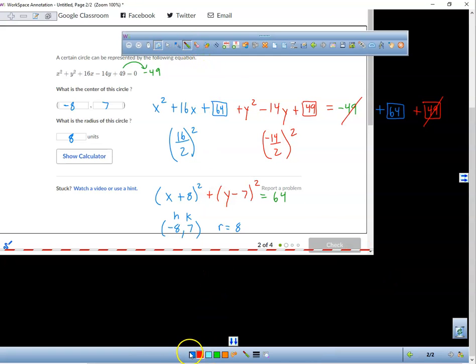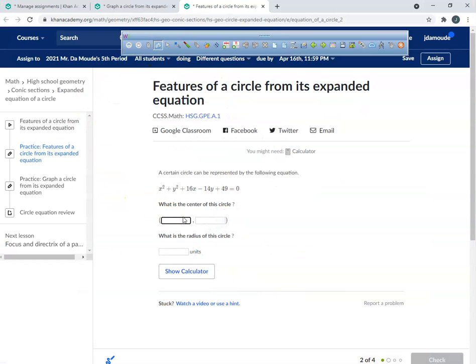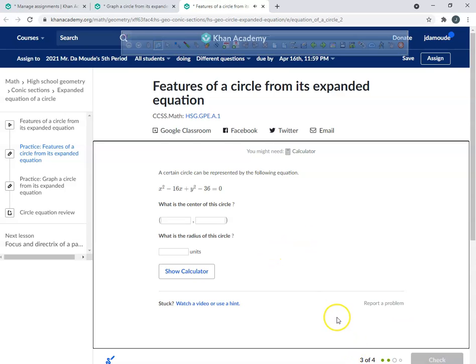Before I move on, make sure you see the pattern. When you complete the square, this always factors to whatever half this number is. You can see that positive 8. When you complete the square on this one, what's half of negative 14? Negative 7. So it helps you when you're factoring. So we have negative 8, 7, and 8: negative 8, a positive 7, and a radius of 8. Okay, so that's all you guys have to do on those, all right?